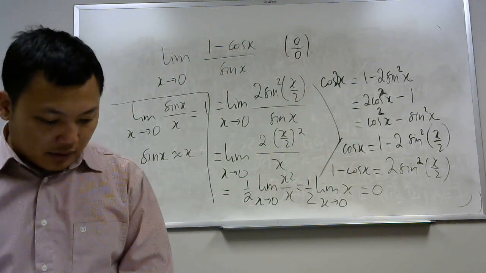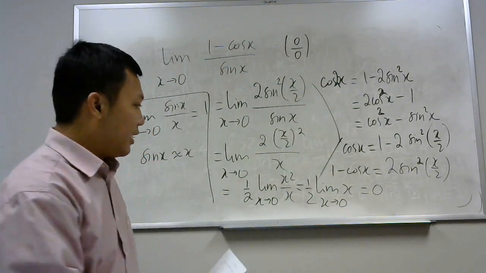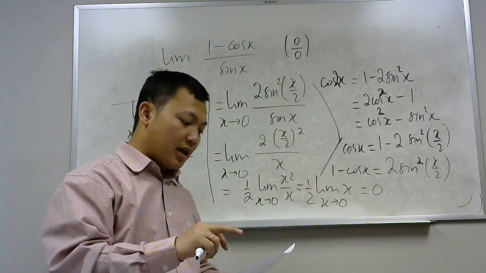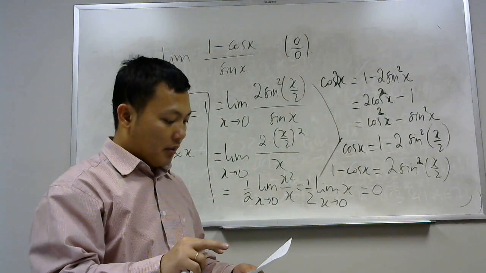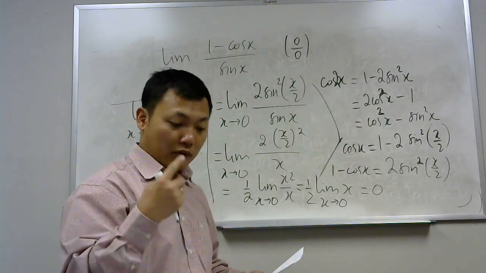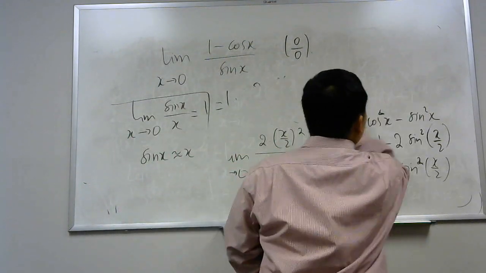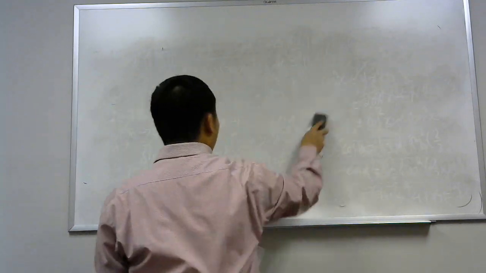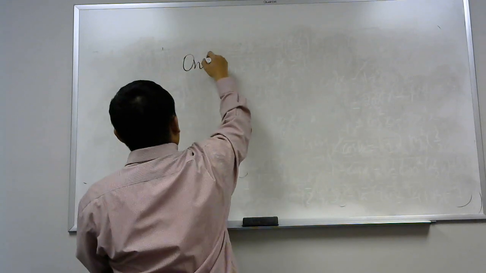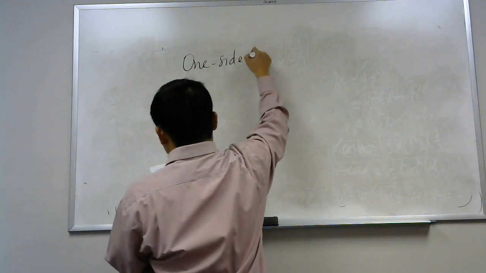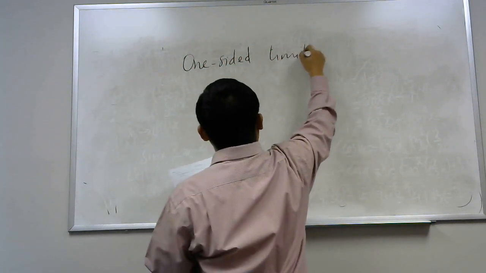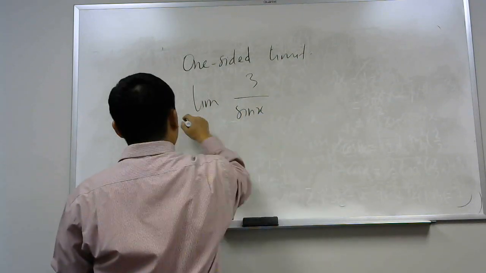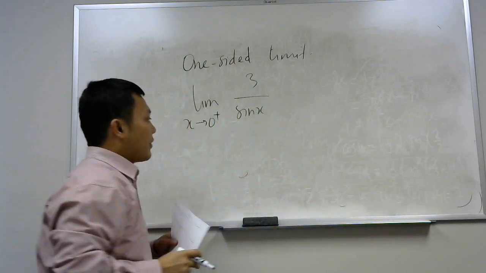Next question. Find the one-side limit if exists. So in the practice test, you have two problems on one-side limits, right? But on the test, you will have only one. So one-side limit. Limit of 3 over sine of x when x goes to 0 plus.